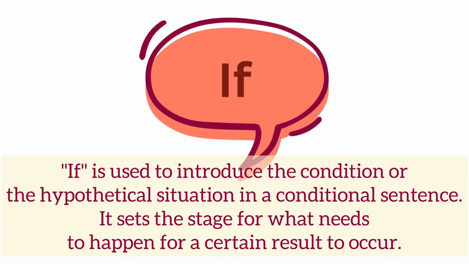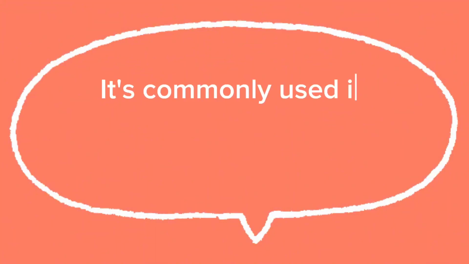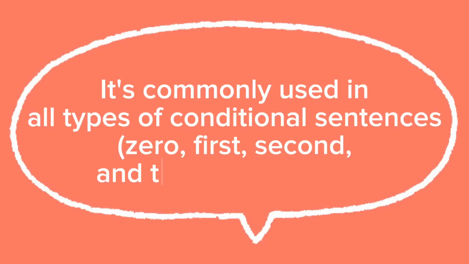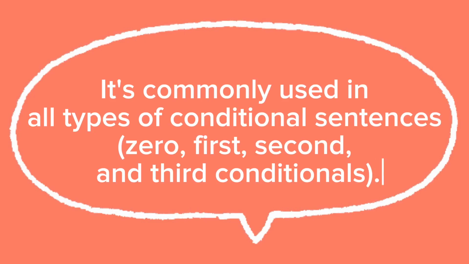If is used to introduce the condition or the hypothetical situation in a conditional sentence. It sets the stage for what needs to happen for a certain result to occur. It's commonly used in all types of conditional sentences: 0, first, second, and third conditionals.